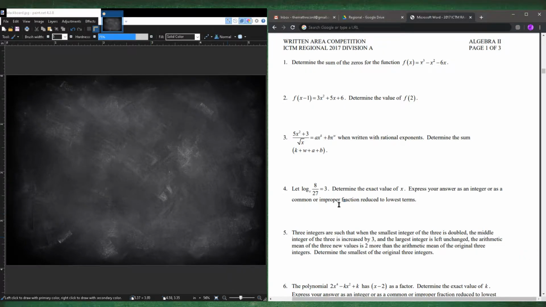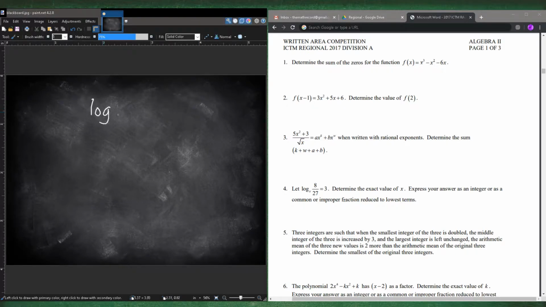Okay. Number 4. Let log base x of 8 over 27 equal 3. Determine the exact value of x. This part usually means writing the answer as a common fraction. So we have log base x of 8 over 27 is equal to 3. 8 is the same thing as 2 to the power 3, and 27 is the same thing as 3 to the power 3. That is equal to 3, right?